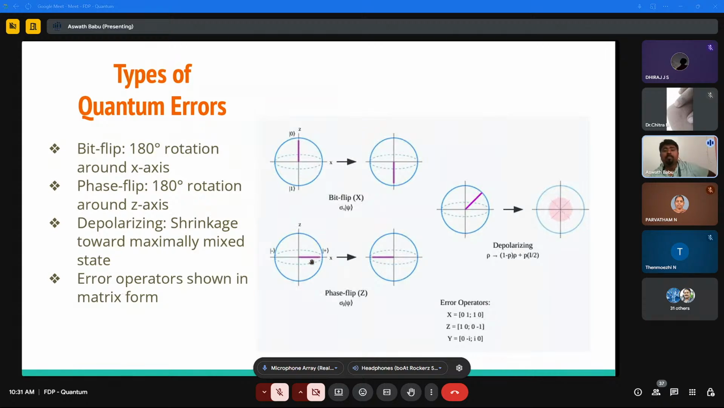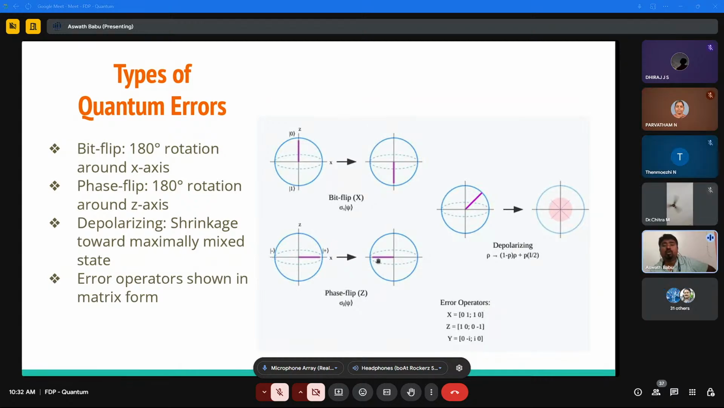Because of a problem in the system, because of the error, let's say that instead of pointing towards the positive x-axis, it gets rotated to the negative x-axis. What I mean is, instead of |0⟩ + |1⟩, it becomes |0⟩ - |1⟩. That is what the minus ket showed here in the second figure.